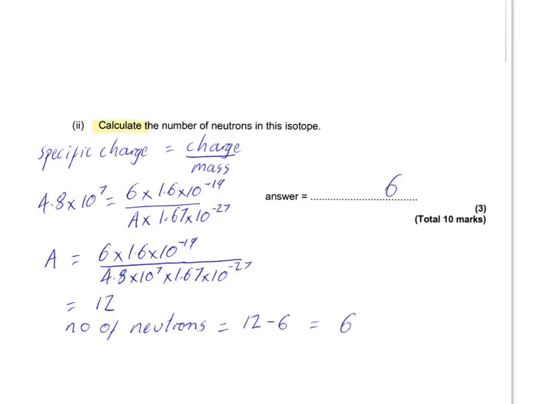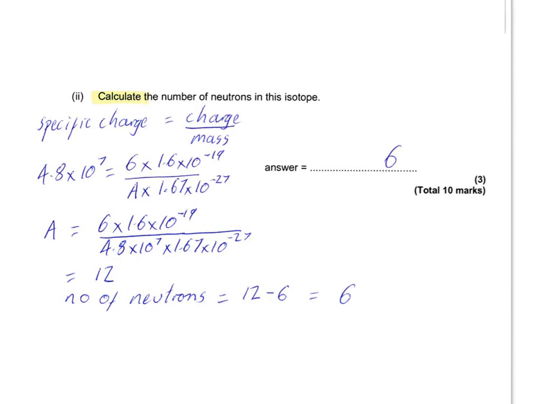Here comes the interesting question. Calculate the number of neutrons in that isotope. So what do we know? We know the specific charge. We were given that it's 4.8 times 10 to the 7. We also know the charge because it's the same proton number, so it's still a charge of 6 times 1.6 times 10 to the minus 19.